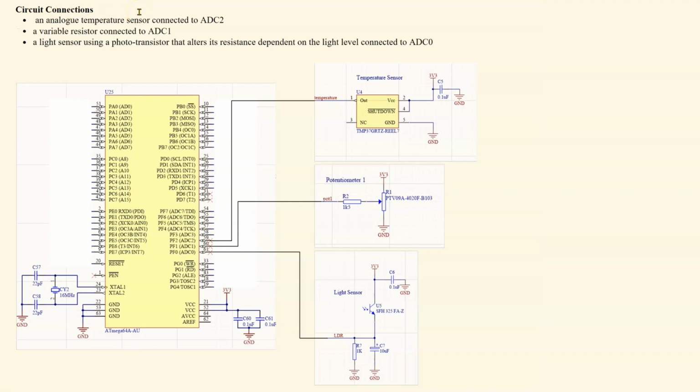This schematic shows 3 analog sensors connecting into the ADC system. We have the temperature sensor going into ADC2, we have a potentiometer going into ADC1, and we have a light sensor going into ADC0. And the power supply here is not strictly correct. The analog VCC should also be connected to the 3.3 volt system.